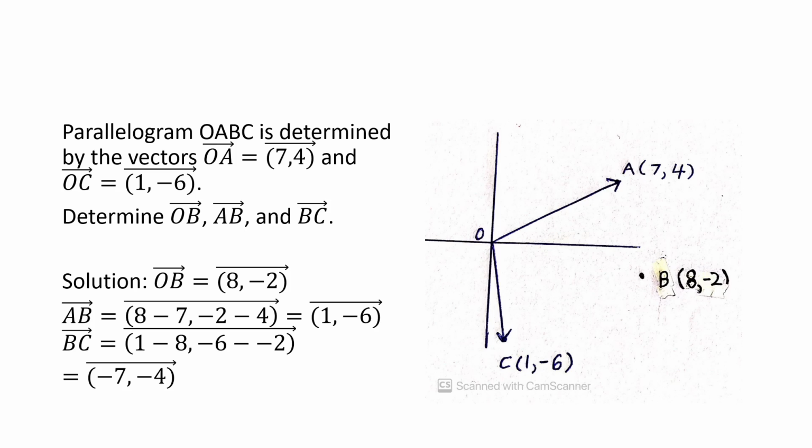And the question also wanted to know what BC was equal to. Well, BC is backwards. We know OA is 7, negative 4. Since BC is parallel but in the opposite direction, BC will have to be negative 7, negative 4. We know that just by observation, but if we wanted to show our evaluations, we could say BC was equal to C's x coordinate minus B's x coordinate. 1 minus 8 is negative 7, and C's y coordinate minus B's y coordinate. Negative 6 minus negative 2 is negative 4.